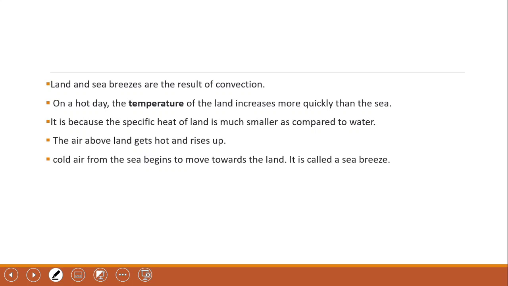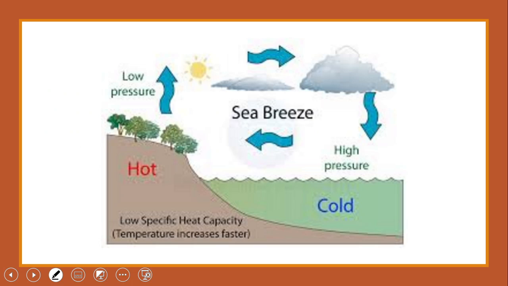So what happens is that the temperature of the land increases more quickly than the sea. It is because the specific heat of land is much smaller as compared to water. So the land heats up more quickly than water, although they're both exposed to the same temperature. So the air above land gets hot and it rises up. Cold air from the sea begins to move towards the land, and it is called a sea breeze.